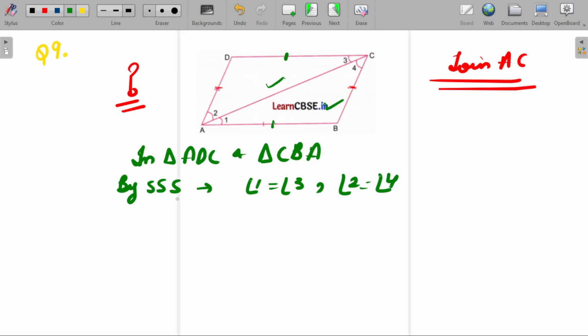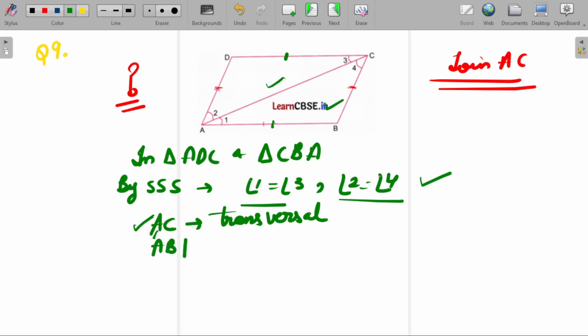If they are equal, that means AC is a transversal line. That means angle 1 and angle 3 are alternate interior angles, angle 2 and angle 4 are alternate interior angles. And we know the property, if AC is a transversal, they are equal and they are alternate angles, so the lines are parallel to each other. That means AB is parallel to CD.